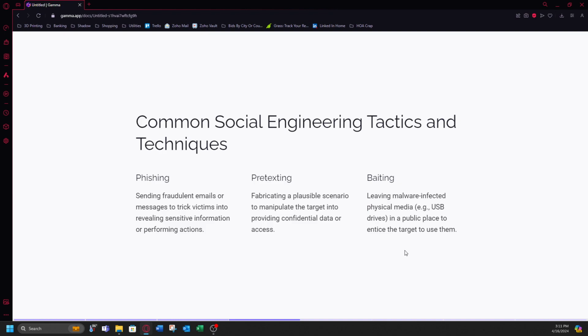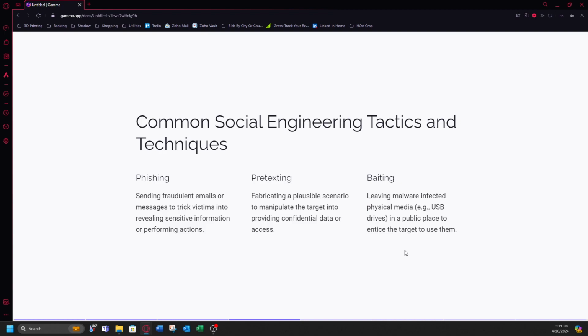Pretexting is fabricating a plausible scenario to manipulate the target into providing confidential data or access. Sometimes this can be done when you act as someone's cellular carrier. Like if they pretend they're Verizon or Spectrum or whoever your cable or internet provider is, and they try to give you an opportunity to give them information that you shouldn't be giving them. This is another reason to be very cautious about what's placed on social media.